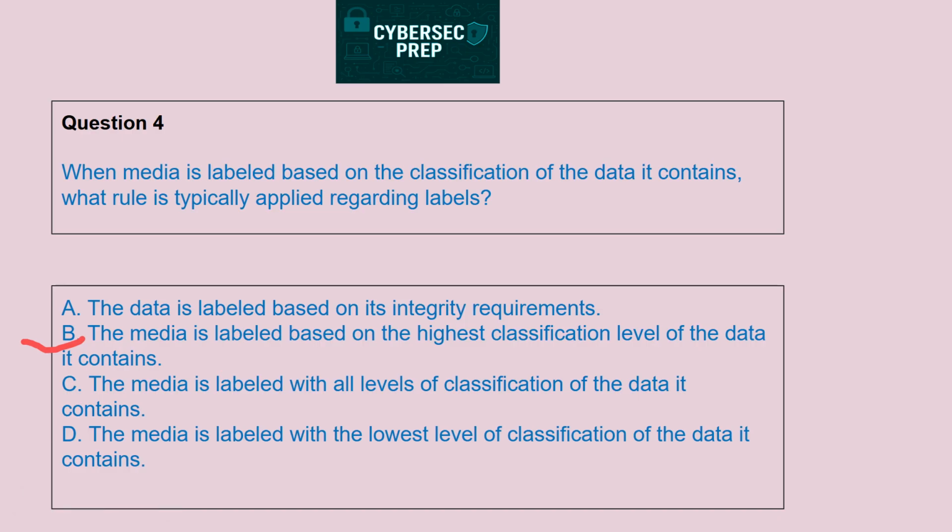That's absolutely true. This prevents the data from being handled or accessed at a lower classification level, right? The other options like integrity requirements may be part of the classification process, but they don't independently drive labeling in a classification scheme. So that's why option number B is the correct one. Now let's move on to the next question.